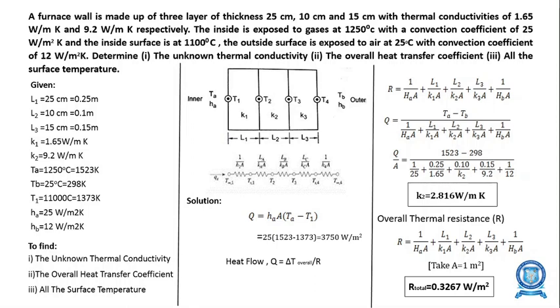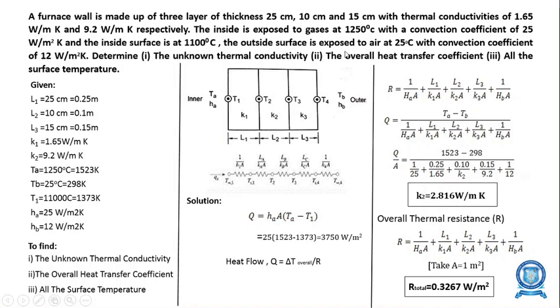The inside is exposed to gases, that is the gas is exposed to the surface of the plane wall, right? Here it has been noted that inside surface, note this point, inside surface represents the area at T1, that is the surface of the inner layer. T4 will be the surface of the outer layer, right? Hence it is given as T1 is equal to 1100 degrees centigrade.